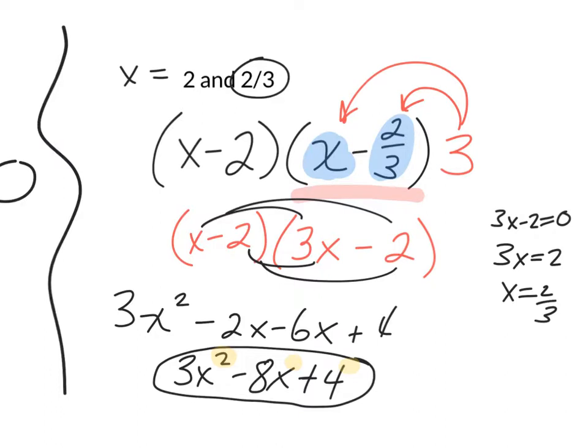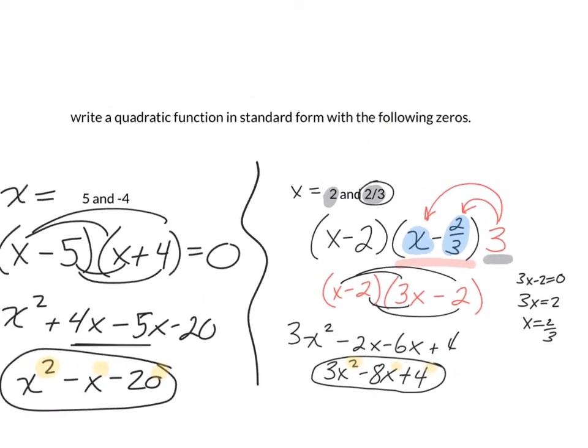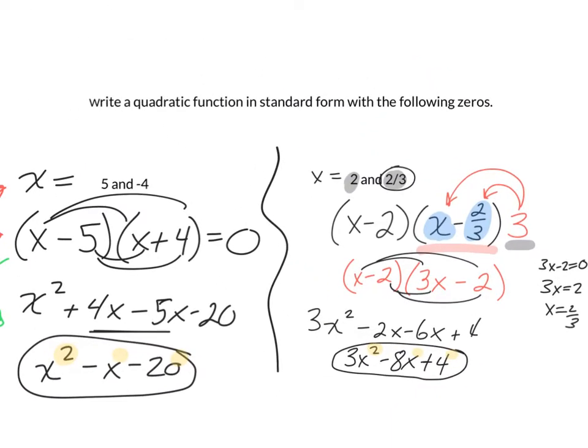Just as a quick side note, what allows us to do this? Well, there are actually an infinite number of quadratics that have the solutions 2 and 2/3. If you notice the original problem, it said write a quadratic function in standard form. We could have multiplied either of these factors by any number. If I really wanted to, I could multiply this by 10, and I'd get the same result. I'd have the same solutions, but we want to use simpler functions whenever we can.